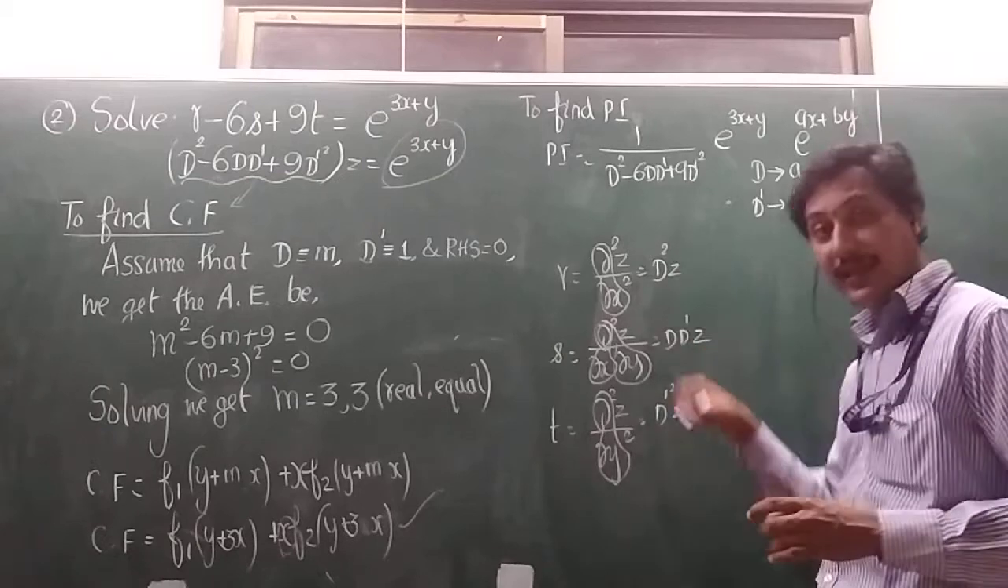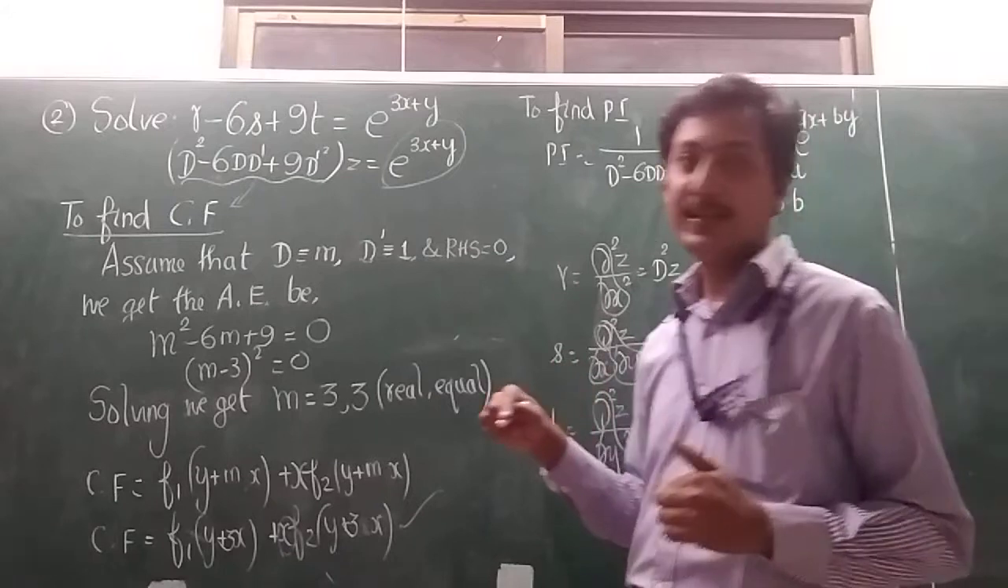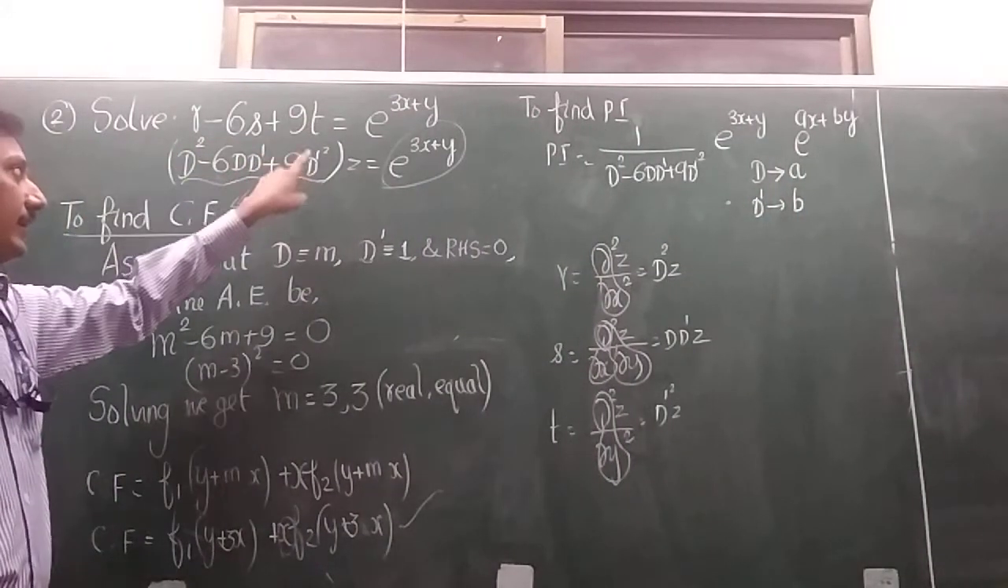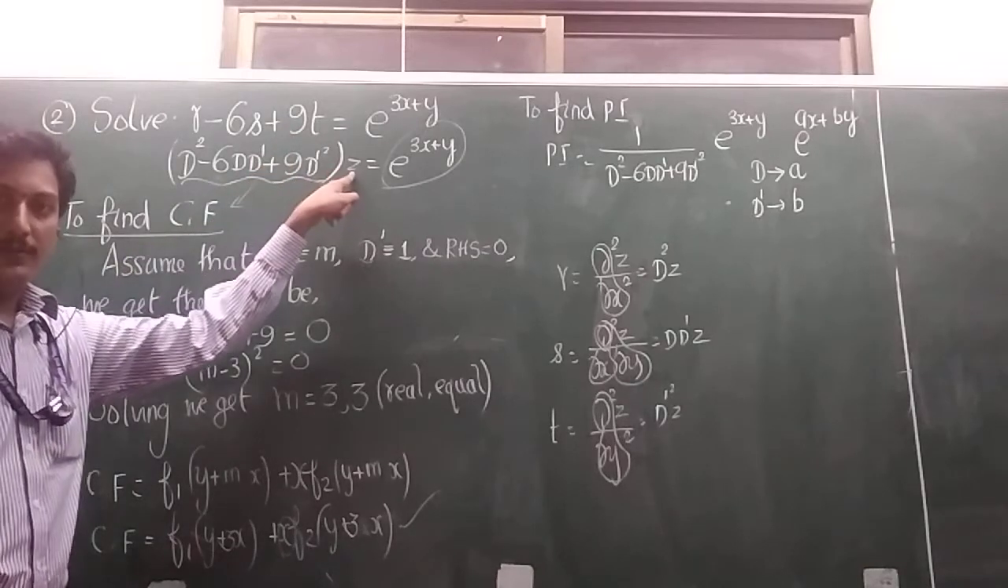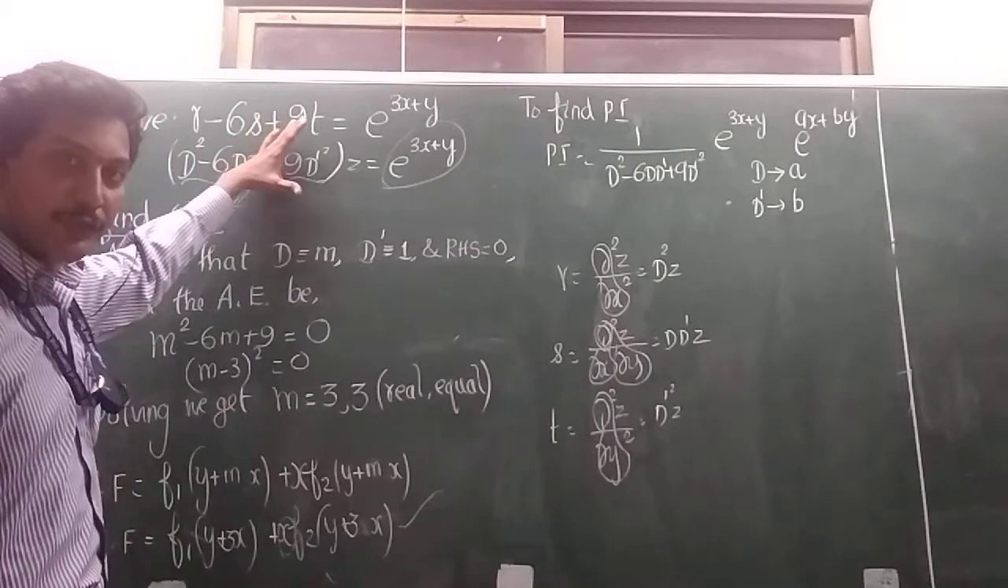So let us rewrite r, s, t in terms of D and D'. What is r? D squared. What is s? D D'. What is t? D' squared. z is the common one, is equal to e to the power 3x plus y. Is it clear? The second order partial derivatives.